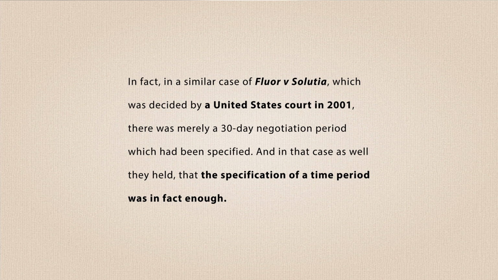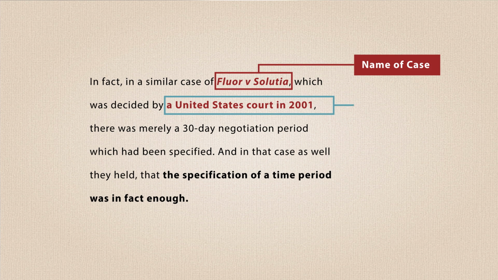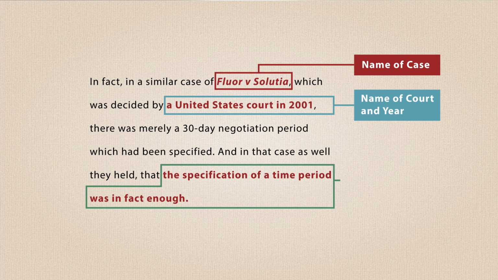In Mansi's example, you can first identify clearly the name of the case, that is, Fluor versus Solutia. Then, you can identify easily that the case was heard in a United States court in 2001. Of course, it would have been even better if she had specified exactly which U.S. court heard the case. After that, Mansi uses one sentence to summarize and highlight what is useful for her submission.